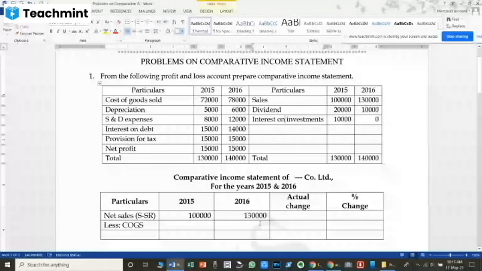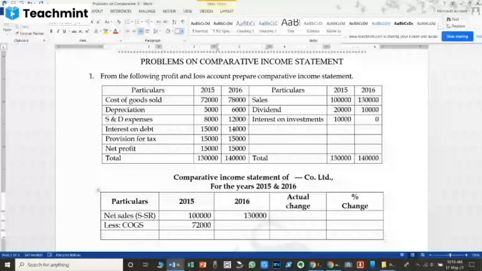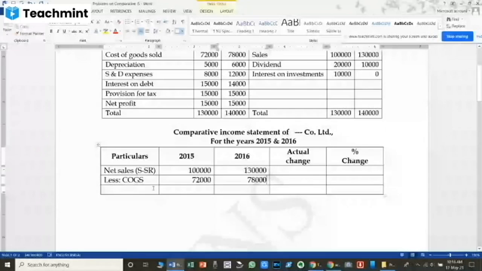Okay, so cost of goods sold is 72,000 and 78,000. So if cost of goods sold is deducted from the net sales, what we are going to get? Gross profit.